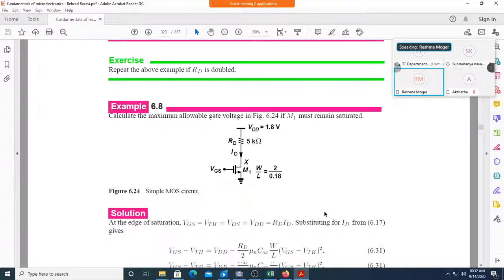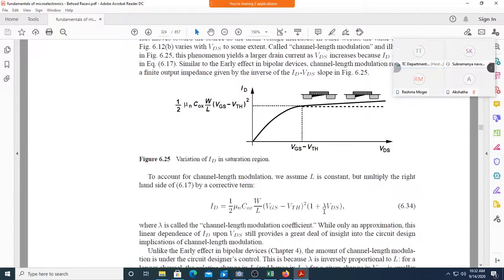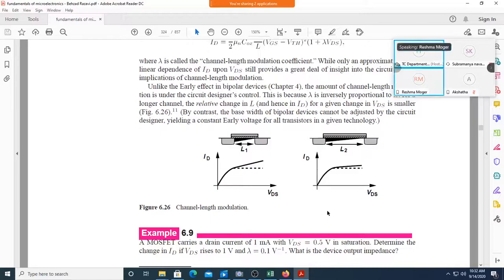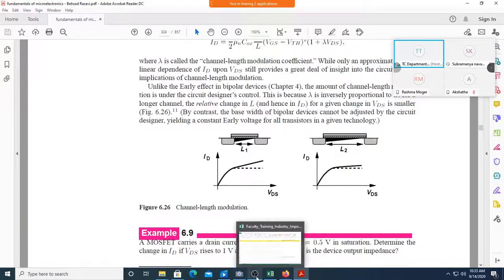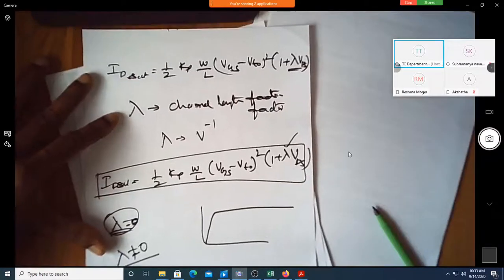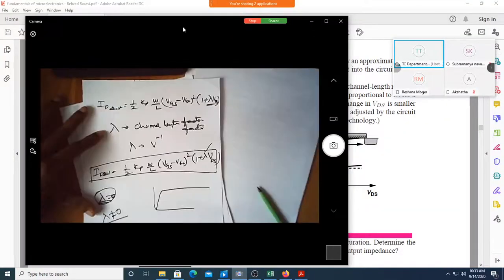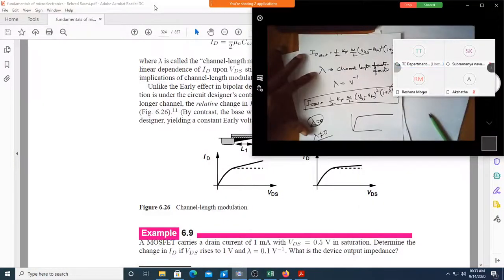For lower length, okay, here. Can you see this? What is the impact of this? Yes, sir. Can somebody talk about this? You can see I have two transistors. Let me just say I have two transistors. Okay, let me show this. Let me just have both of them.